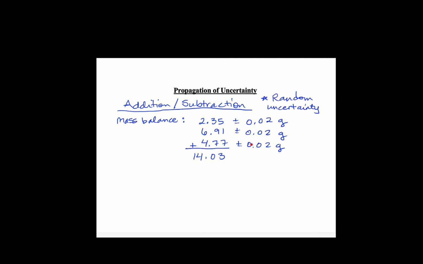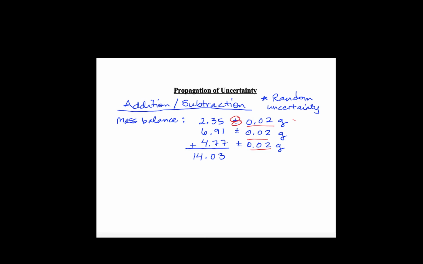But if we think about our 3 uncertain values here, these are all random uncertainty, and we know that they could be positive, but they also could be negative. And so it doesn't really make sense for us to just add all 3 of these and get plus or minus 0.06. Probably that would be an overestimate of the amount of uncertainty.